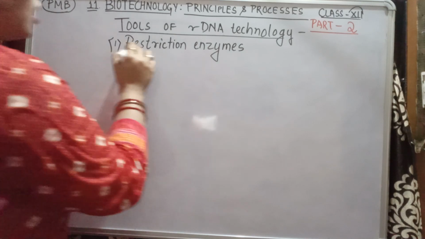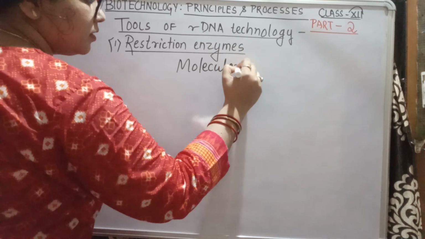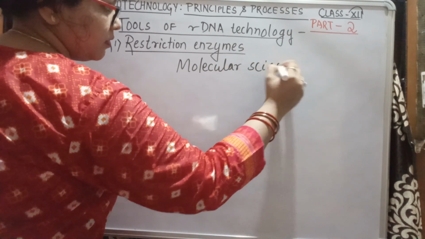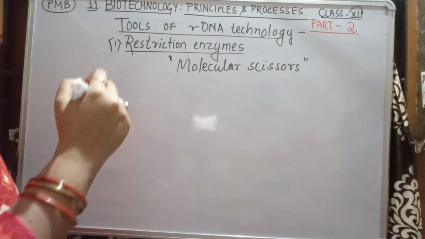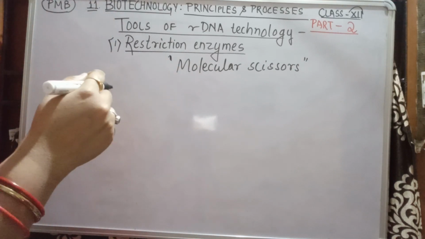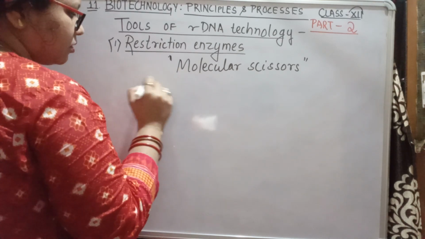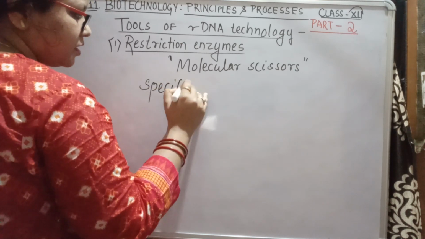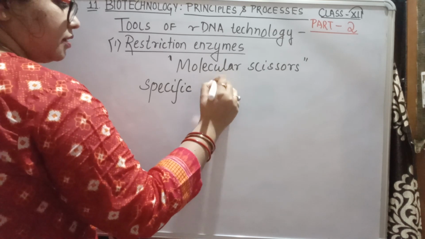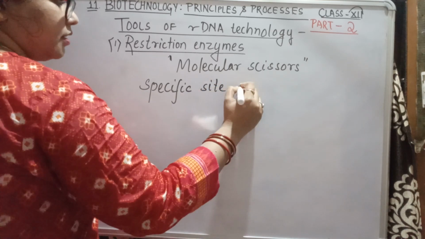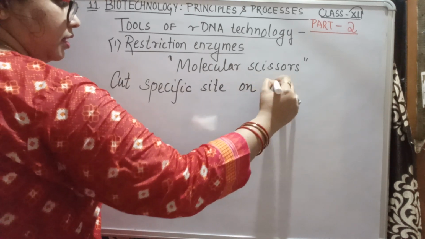Restriction enzymes are also known as molecular scissors. Why is the name molecular scissors? Because they cut the DNA at specific sites. So the function of these enzymes is to cut specific sites on DNA.